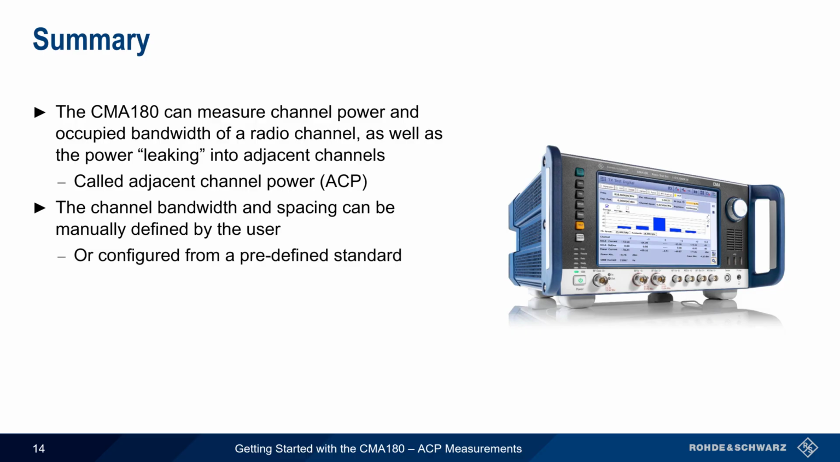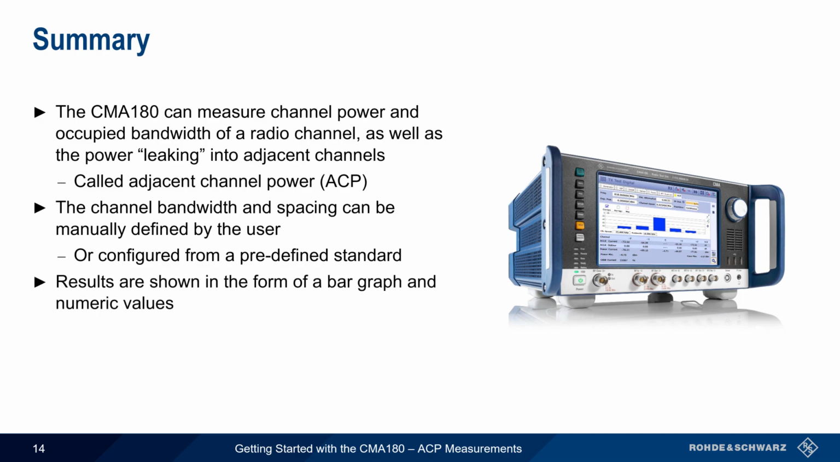digital modulation types. The results of these measurements are shown as a bar graph, as well as in numeric format. In addition to current values, statistical results, such as average and max values, are provided, and limits can be used to visually indicate values which exceed user-defined thresholds. This concludes our presentation, getting started with the CMA180 ACP measurements.